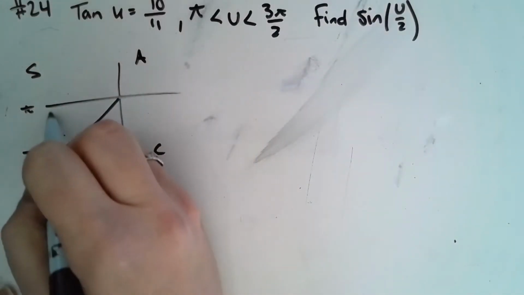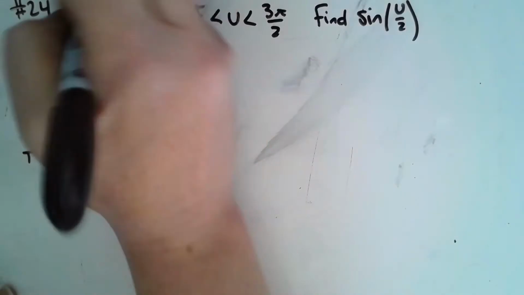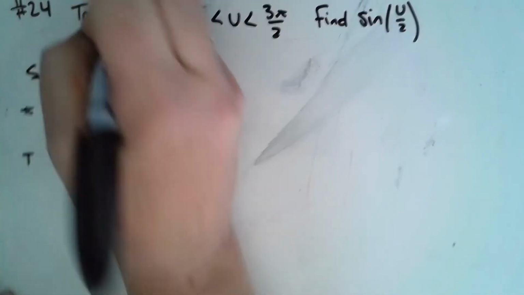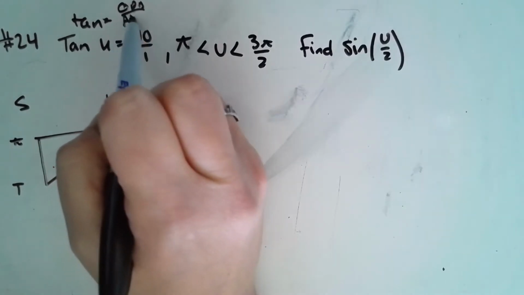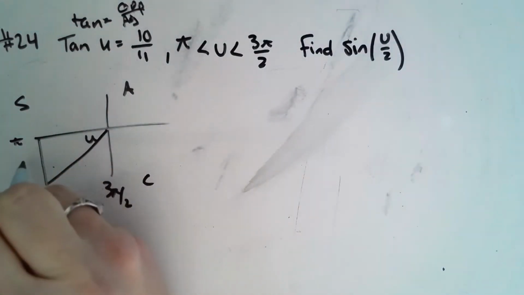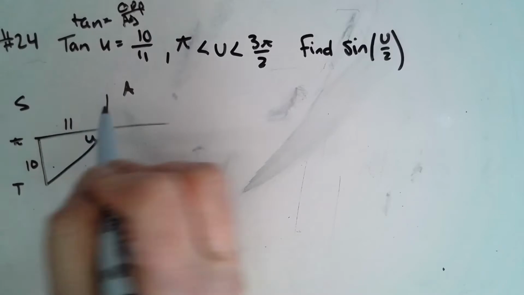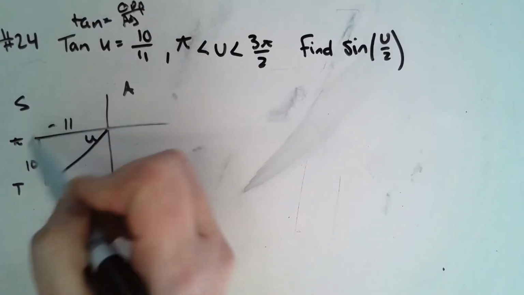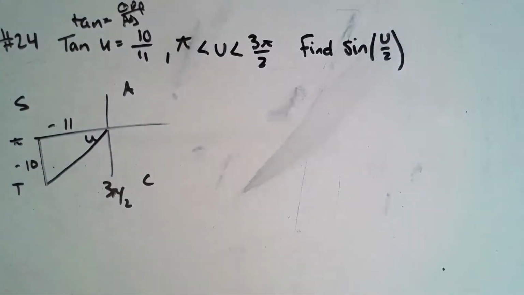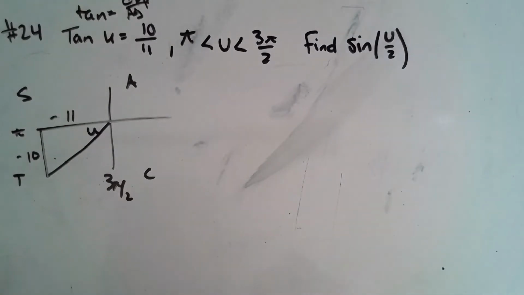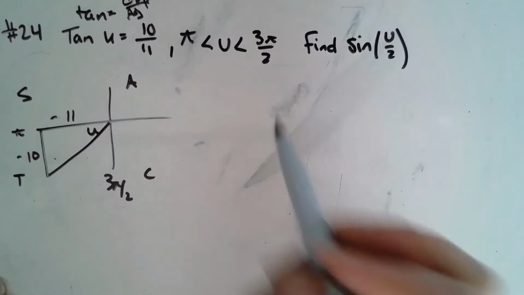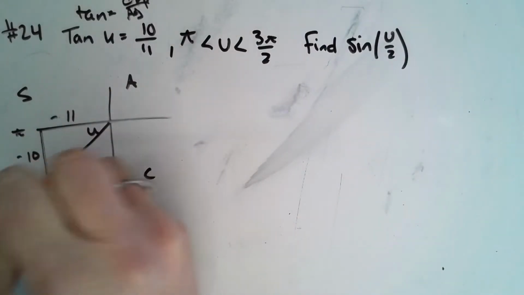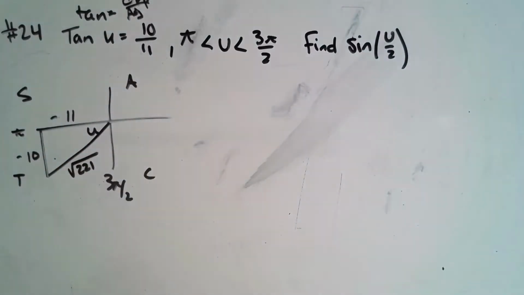So if we draw in our angle, we know tangent is opposite over adjacent. We know that it's going back 11 and down 10, so -10 and -11. That will come in useful in a minute. And then we have the Pythagorean theorem, -10 squared plus -11 squared equals c squared. So c would be square root 221.